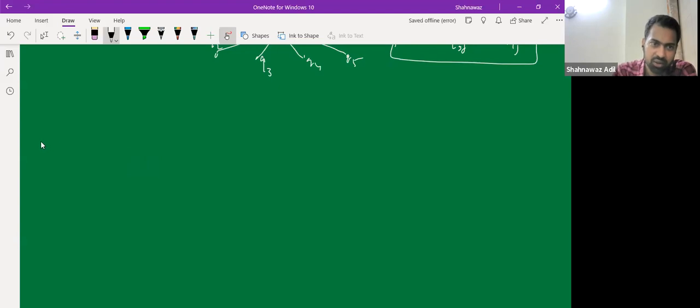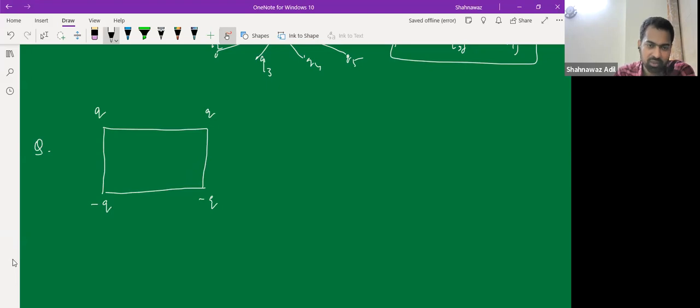Okay, so now let us do this question. We have four charges. This is q, this is q, minus q, minus q. So what would be the potential energy of this system?